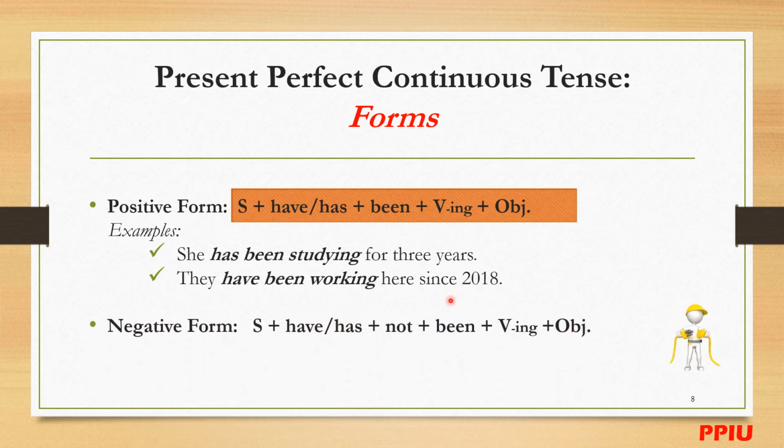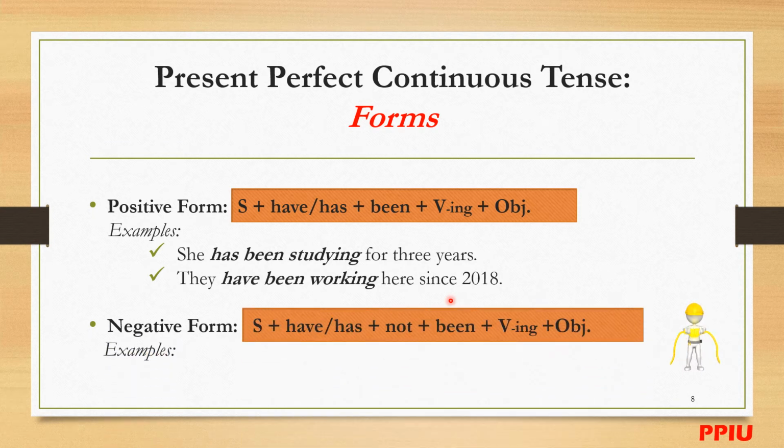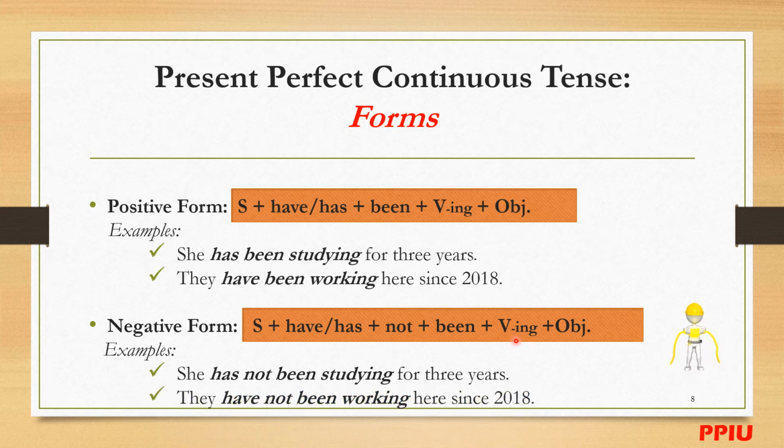Okay, so next one is the negative form, which is to add not. So this one becomes the negative form. You can see the example. She has not been studying for 3 years. They have not been working here since 2018. So I just raise up the same examples, just to make sure everyone can understand and know how to use it. Since this part is not quite new for everyone, you can start learning. Just reminding you regarding this one. All right.